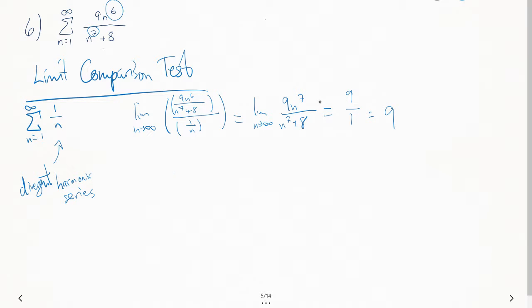That means this summation, since we just did a limit comparison and this is satisfied here, 9n to the 6th over n to the 7th plus 8 is divergent by the limit comparison test.